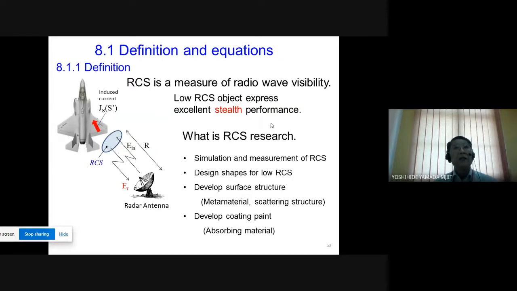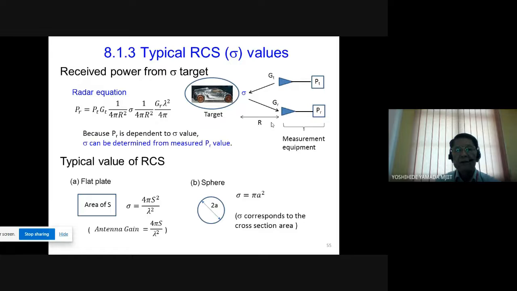So time is limited, so radar cross-section measurement is shortly explained. Radar cross-section is like this one. We illuminate the target and measure the scattering from the target. This ratio is the radar cross-section. By using radar cross-section, the received power is calculated by this radar equation.